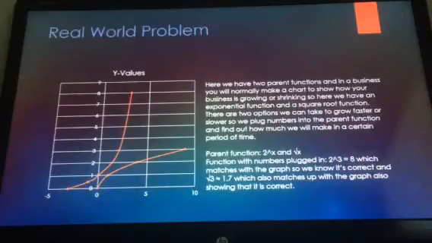Parent functions 2 to the x and square root of x. Function with numbers plugged in: 2 cubed equals 8, which matches the graph, so we know it's correct. And the cube root of 3, which is approximately 1.3, also matches up with the graph, showing that it is correct. And this shows that you gain more from exponential growth because it grows more and more the more you have.